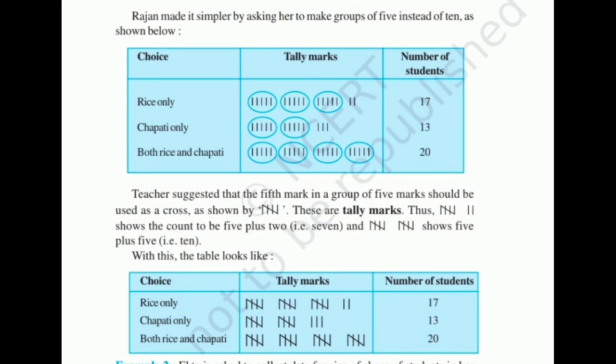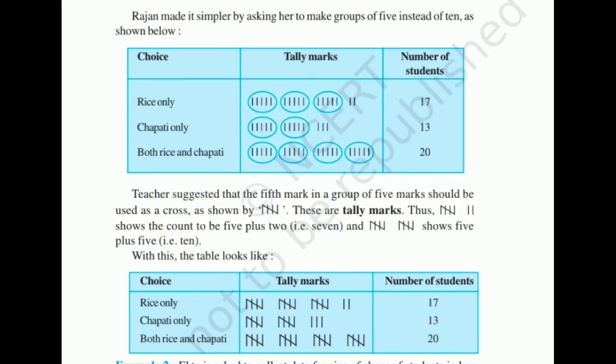Rajan made it simpler by asking her to make groups of 5 instead of 10, as shown below. So he has grouped 5 marks in one group. Now you can see rice only 17 students, chapati 13, and both rice and chapati together 20. The teacher suggested the fifth mark in a group of 5 marks should be used as a cross, like this. These are tally marks. Thus, after every 4 marks you put one cross, as you can see in the image.